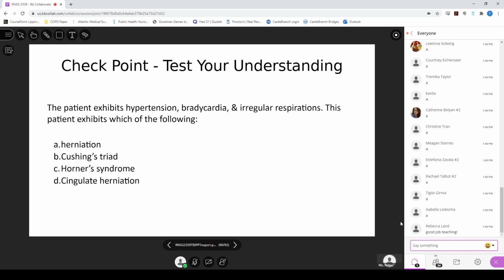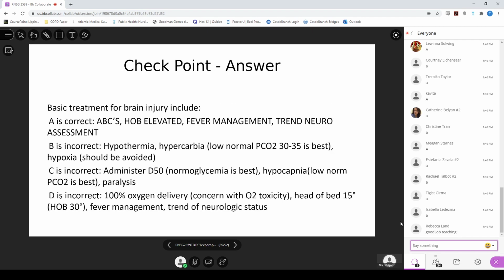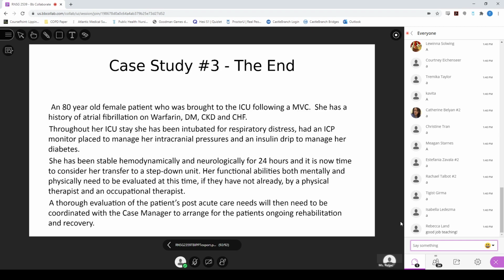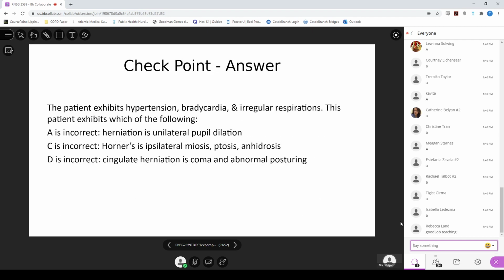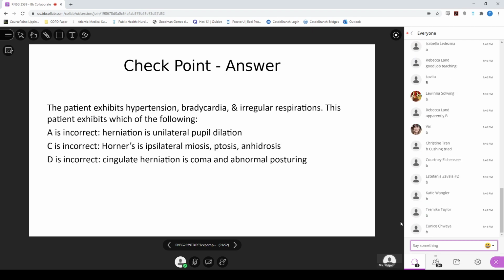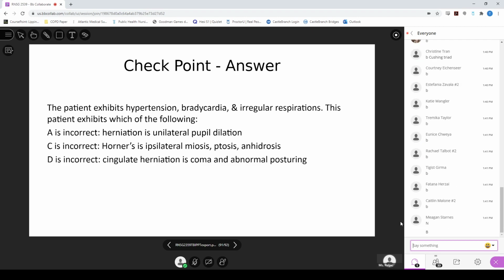Okay, and then your patient exhibits hypertension, bradycardia, irregular respirations. This patient exhibits which of the following? So, hold on. So hypertension, bradycardia, and irregular respirations. The patient exhibits which of the following? Oh, I'm so happy right now. Yes, that's right.